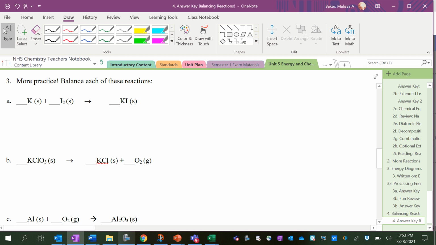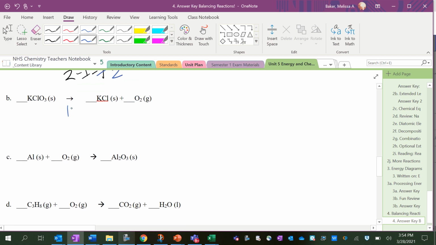Okay, let's do some more practice. So if you're doing this, you might want to pause the video and then come back to check your answers. All right, first one, we've got 1 K on each side, and we've got an imbalance in our iodines. 2 on the left, only 1 on the right. So we want to put a 2 out front. So now we've got 2 I's on both sides, but oh no, our K's are off. So then we need a 2 in front of the K on the left as well.